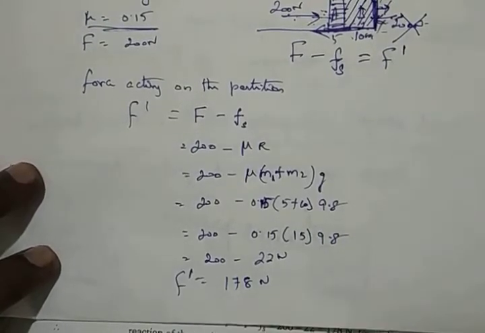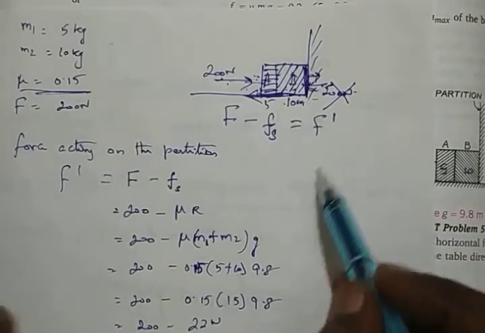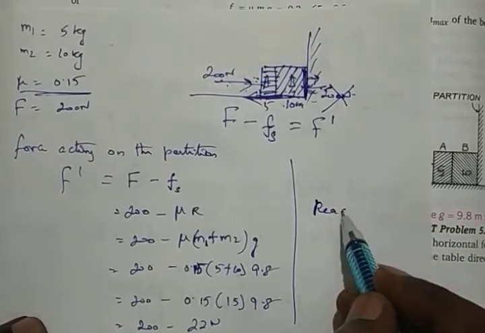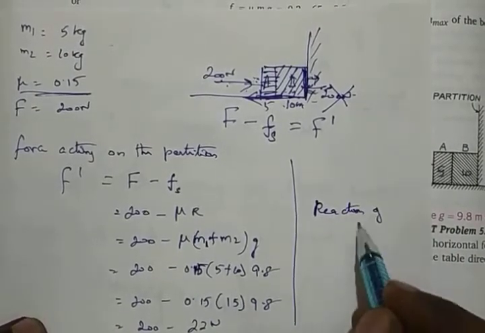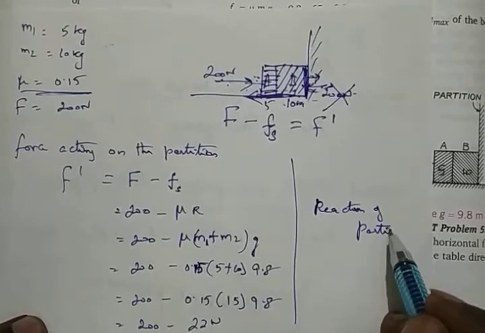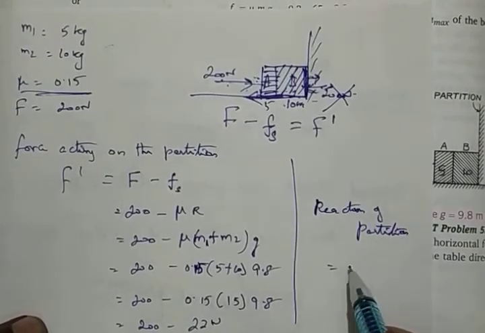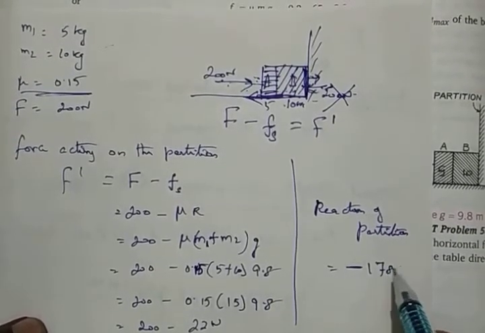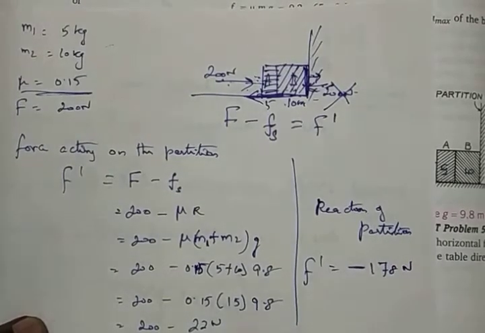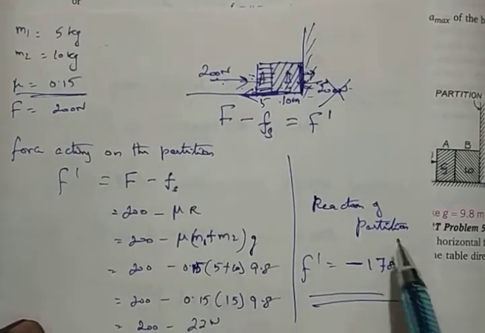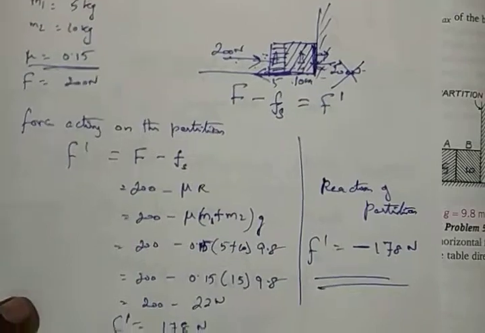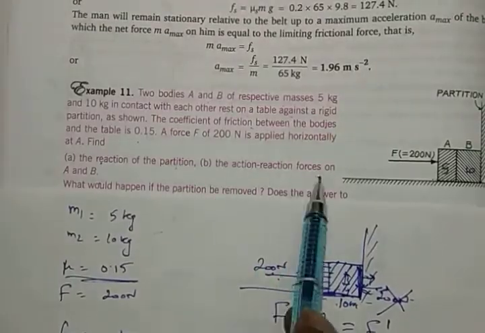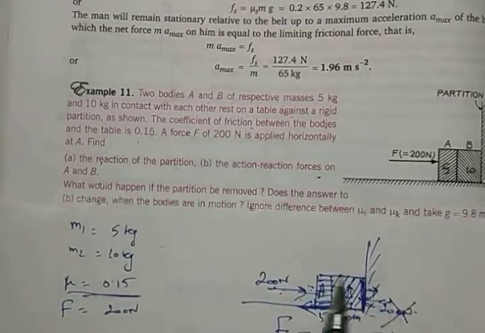That will be the force F dash. What will be the reaction? The reaction of the partition is going to be minus 178 newtons, the F dash. So that's the first question. The first question is done. The action and reaction of A and B we have done.